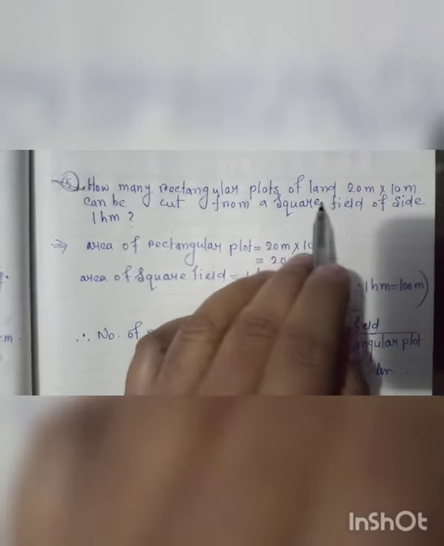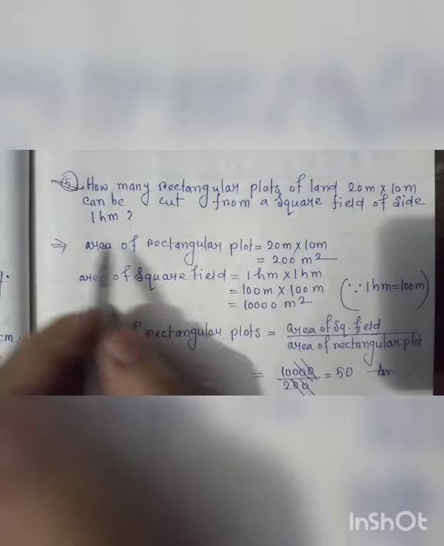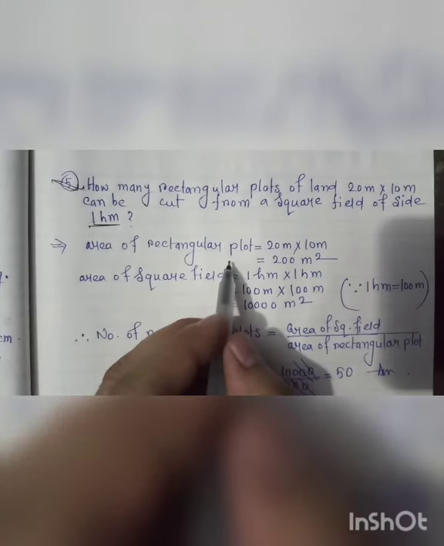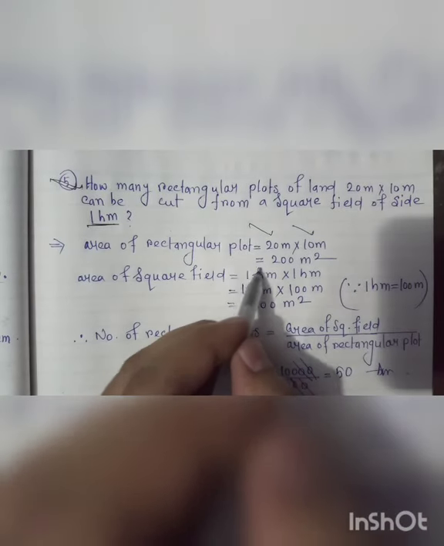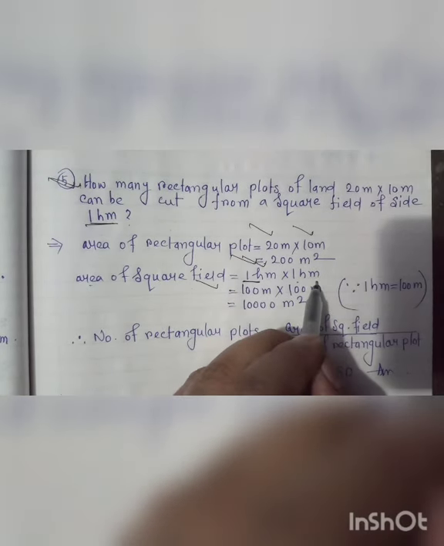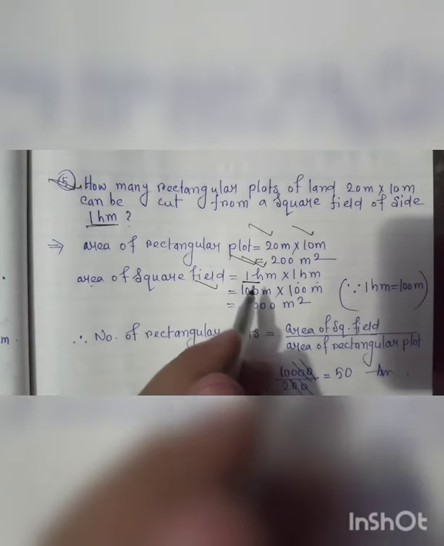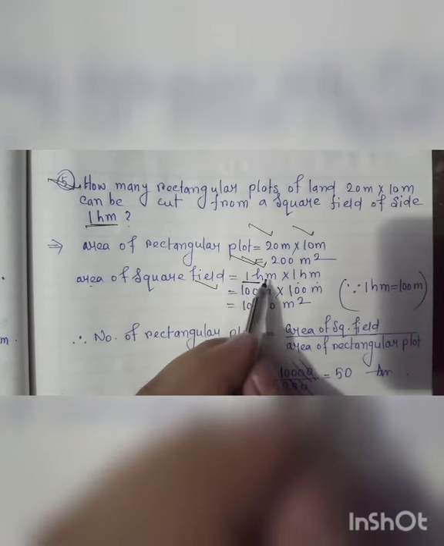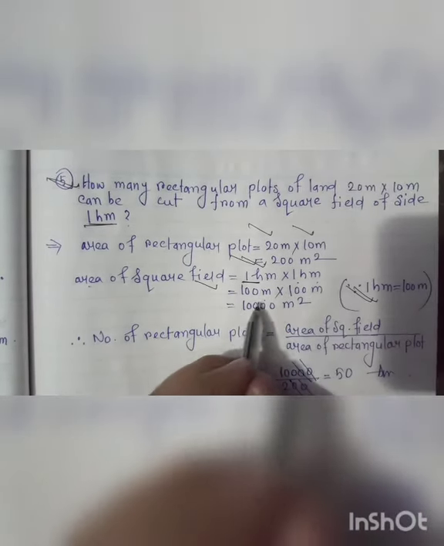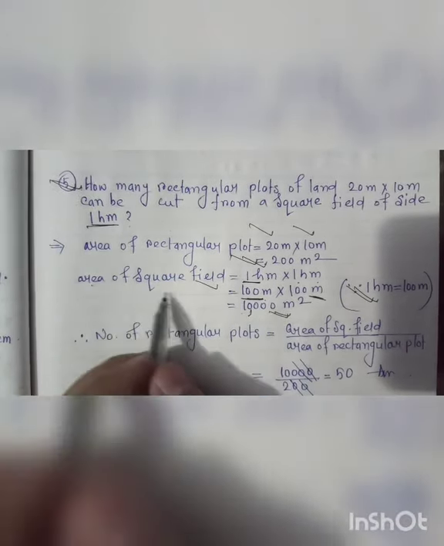How many rectangular plots of length 20 meter and breadth 10 meter can be cut from a square field of side 1 hectometer? So first we have to find the area of a rectangular plot, that means 20 meter into 10 meter, that means 200 meter square. Then the area of the square field, 1 hectometer into 1 hectometer. Just we have to convert it into the same unit. Hectometer is a greater unit than meter, so we need to convert hectometer to meter. And we know that 1 hectometer is equal to 100 meter. So that is 100 meter into 100 meter, that is 10,000 meter square, the area of the square field.